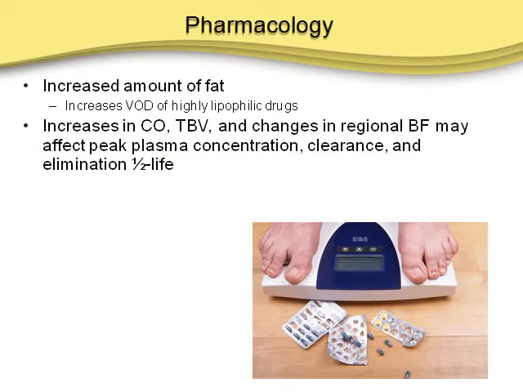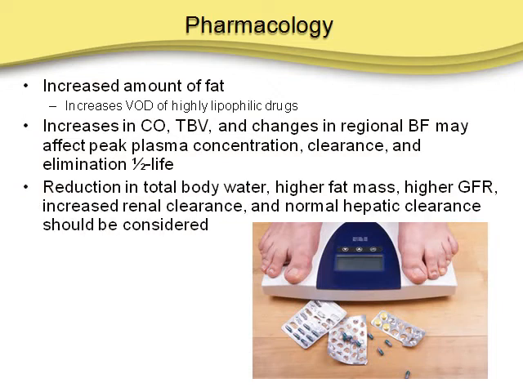In the obese patient, volume of distribution, binding, and elimination of drugs are often unpredictable. This uncertainty necessitates that the anesthetist pay more attention to the clinical endpoints of the drug, such as loss of verbal contact, tachycardia, etc., rather than focusing specifically on whether the dose is ideal. Some pharmacological certainties are a reduction in total body water, higher fat mass, relatively higher lean mass, higher GFR, increased renal clearance, and normal hepatic clearance.